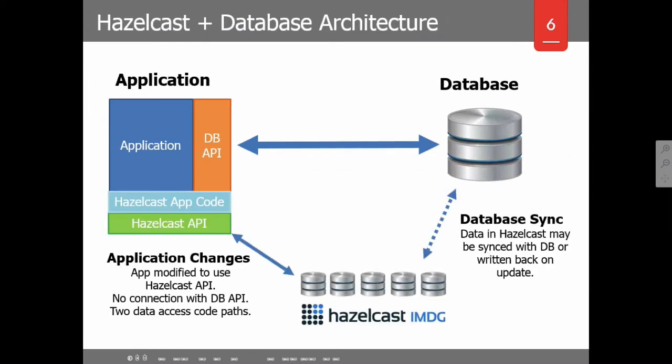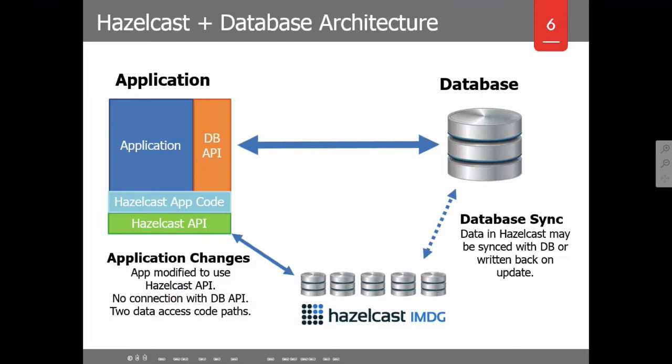Now let's say you wanted to add Hazelcast to an existing database architecture like this. You still have your database and your application accessing the database for some of the data it needs. Then what you would add to this is the Hazelcast API to allow you to talk to the Hazelcast in-memory data grid, plus some application code.